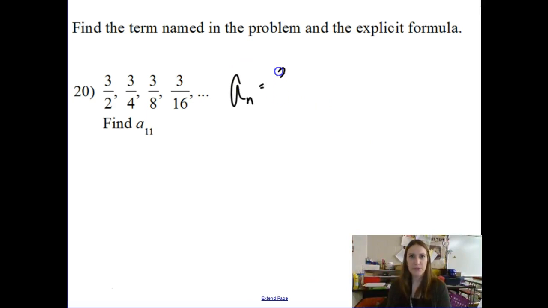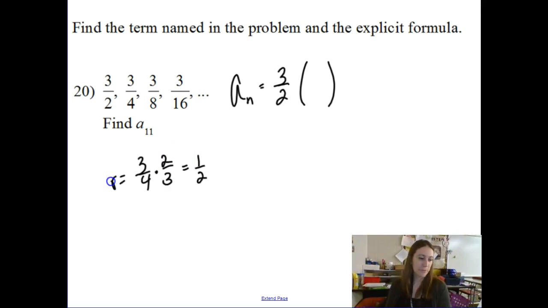So the first term is 3/2. The common ratio, however, let's see, it'd be 3/4 divided by 3/2, so I'm going to multiply it by 2/3, and I'm going to get 1/2 for my common ratio. And then remember, this is the explicit formula, so it's the first term times r to the n minus 1 power. So now when it says find the 11th term, it's going to be no problem at all.